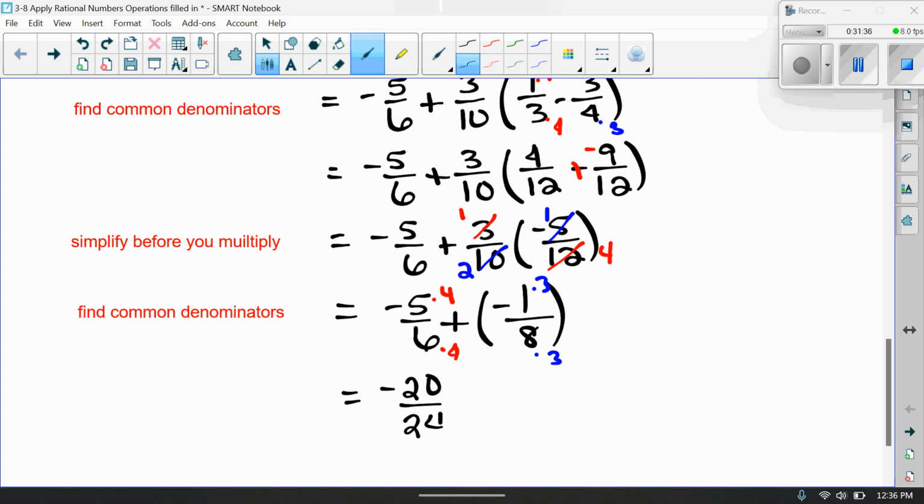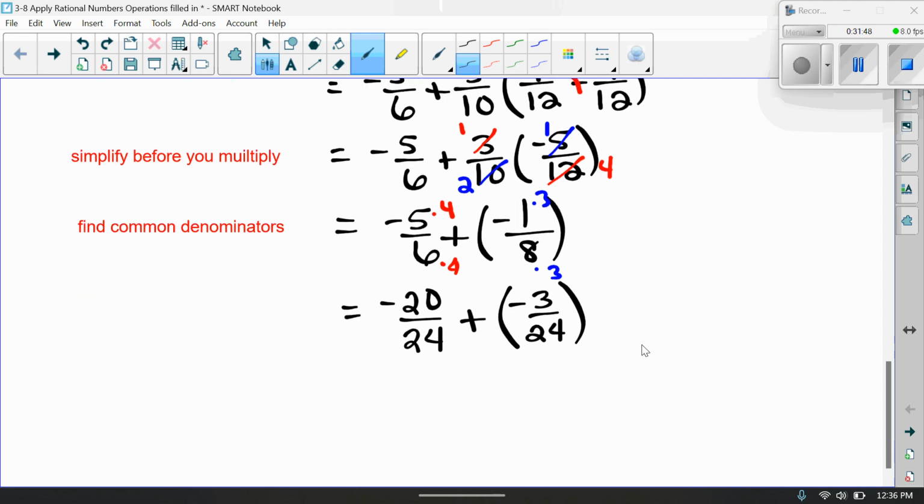So this is going to give us -20/24 plus a -3/24. And now we have a negative plus a negative. So same sign, that's apples plus apples. We're going to get apples, so we're going to get a negative. So when you have a negative plus a negative, that gives us a negative. And now we just add the numbers. So 20 plus 3 is 23, and the denominator stays the same. So we have -23/24.